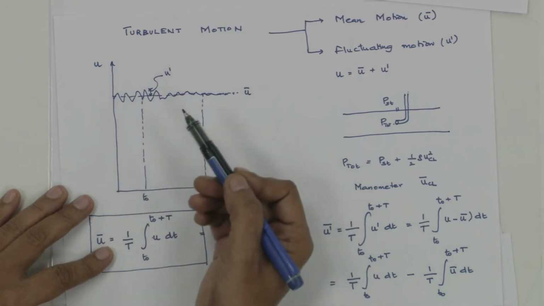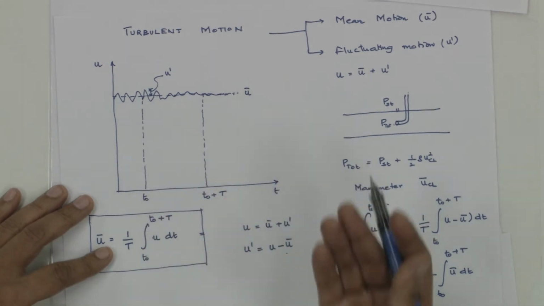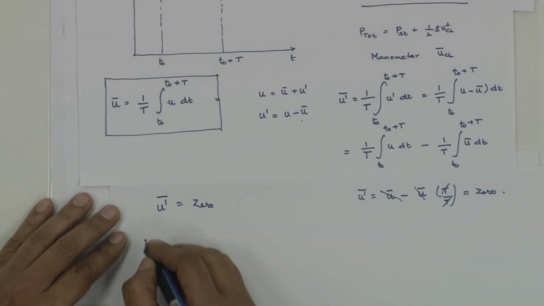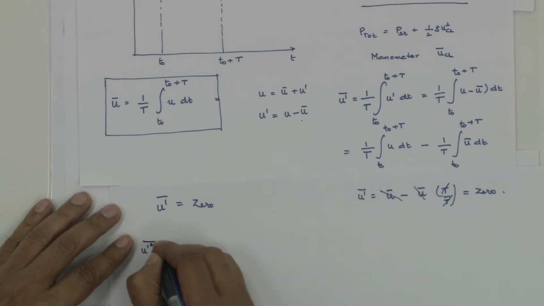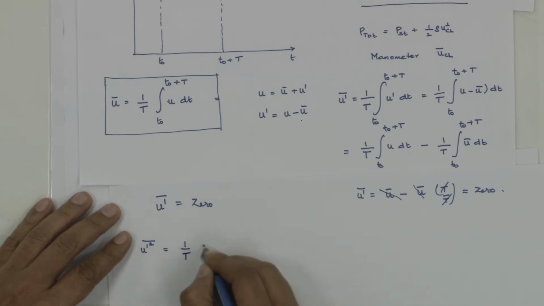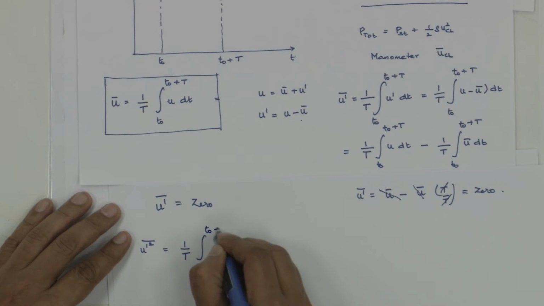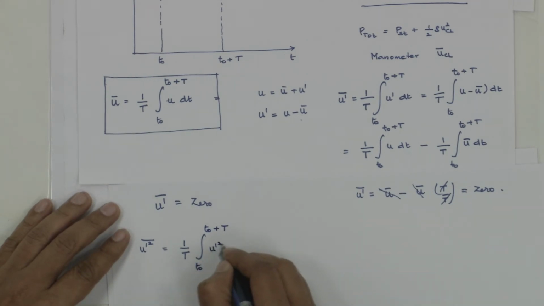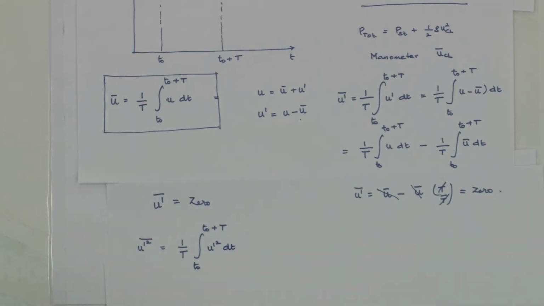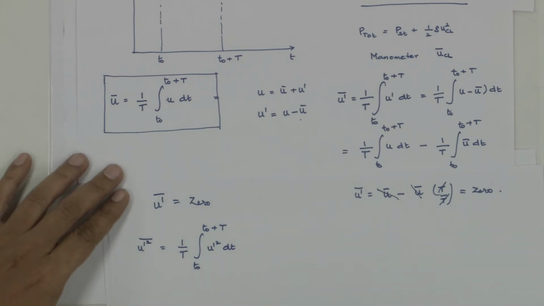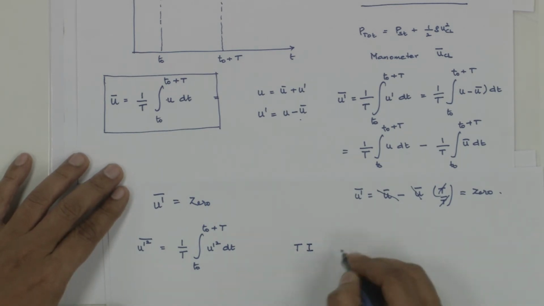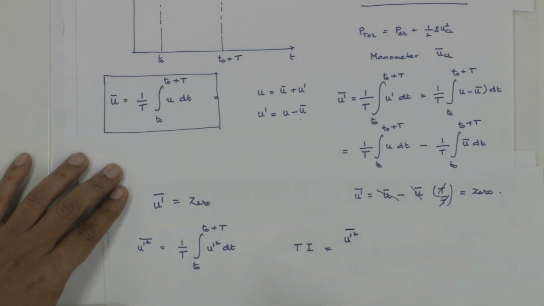To make that minus a plus, the only way to do it is U prime squared. Let me square it. If I square that, that is U prime squared bar. U prime squared bar would be 1 by T integral from T naught to T naught plus T of U prime squared dt. So this is not going to be 0. This is not going to be 0. We define what is called turbulence intensity, Ti, equal to the square root of U prime squared bar.